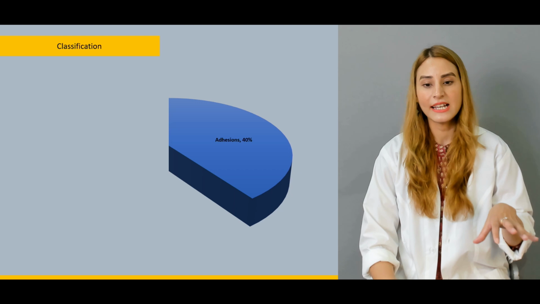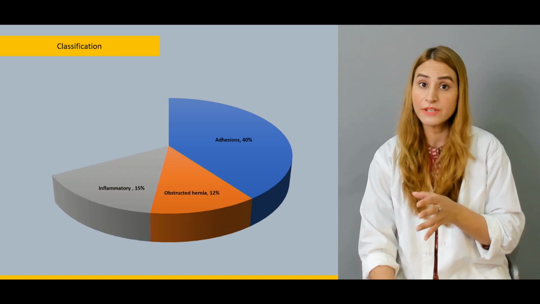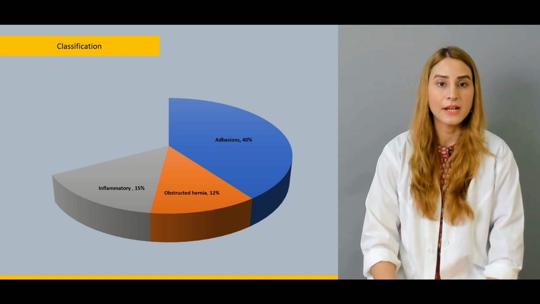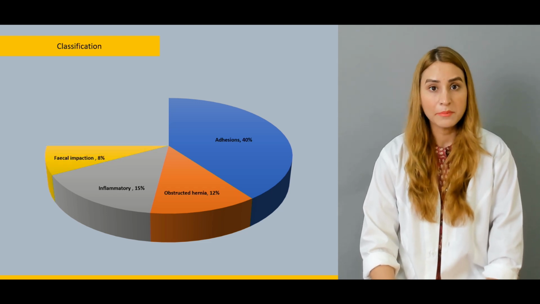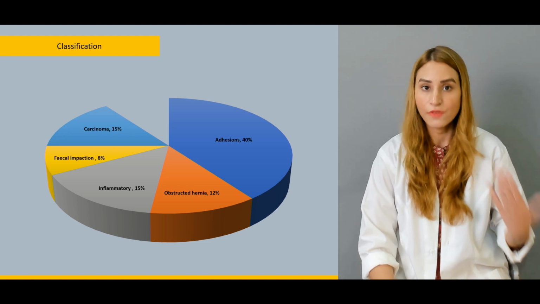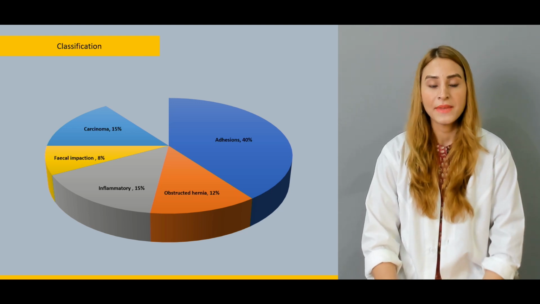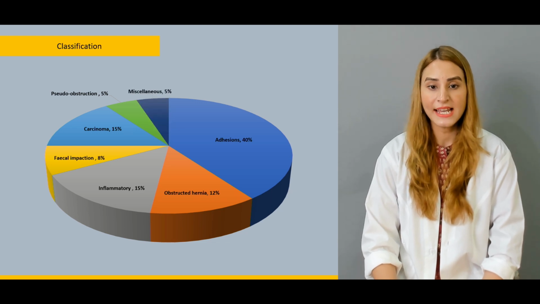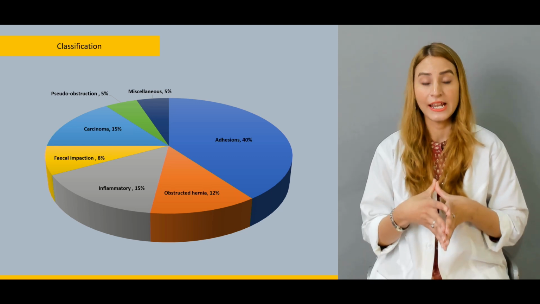So if we talk about the classification, you can see here adhesions make up almost 45% of intestinal obstruction. Obstructed hernia makes about 12%. Inflammatory condition makes about 15%. Fecal impaction is about 8%, and carcinoma, like malignancy, which leads to the formation of a stricture, accounts for approximately 15% of intestinal obstruction. Pseudo obstruction makes about 5%, and miscellaneous is another group which makes about 5%.